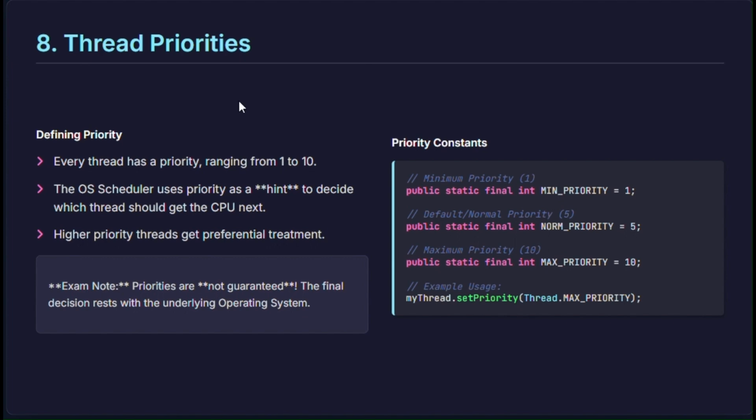Every thread has a priority value, an integer from 1 minimum to 10 maximum. The default is 5. You can use the setPriority method to assign the value. The OS scheduler uses this as a hint to decide which thread to pick from the runnable queue when the CPU is free. Important warning: priorities are not guaranteed. If a high priority thread enters a blocked state, a lower priority thread will run. Furthermore, different operating systems like Linux versus Windows handle these hints differently. Do not rely on priority for correctness, rely on synchronization.